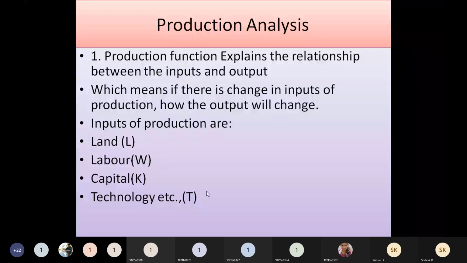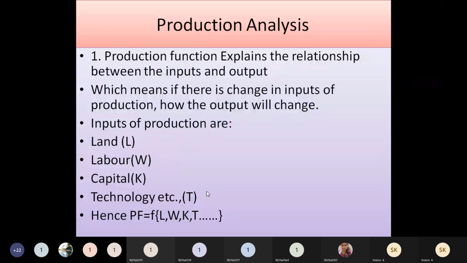So this production function means this production is going to function with all the changes of inputs, no? So that we are going to show in one single equation. That is, production function is equal to function of L, that is land, W labor, K capital, and T technology, etc. Anything which you are going to use as an input is included here.